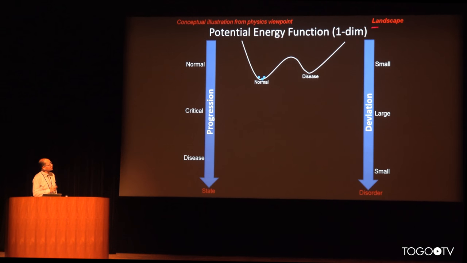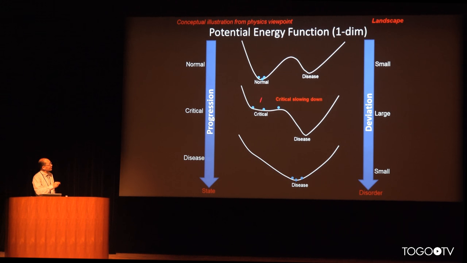Then I use a one-dimensional system to show this concept. As mentioned, the normal state, critical state, and the disease state form the disease progression. In a normal state, suppose we have a potential function. Suppose this is the normal state, where the temperature is 36 degrees, right? And this is the disease state, at 39 degrees. It's so different, so that's why we can diagnose the disease. But in a critical state, in terms of temperature, on average it is similar, but it's really different.